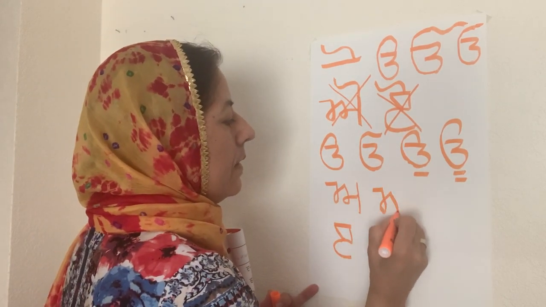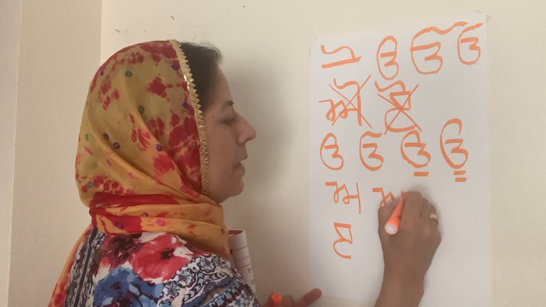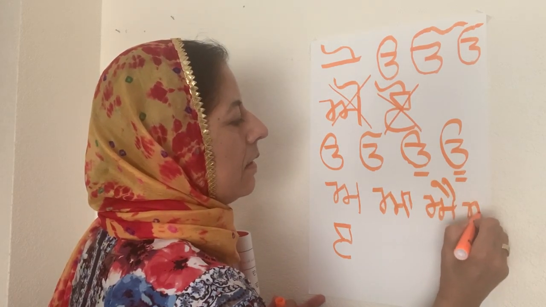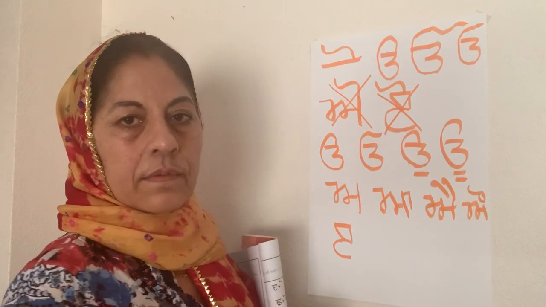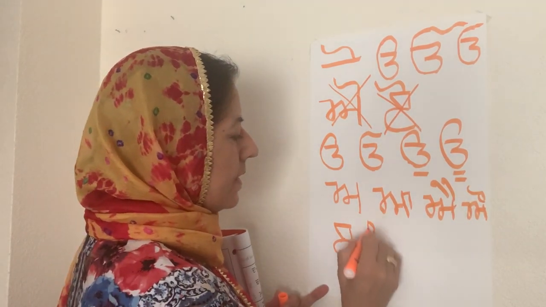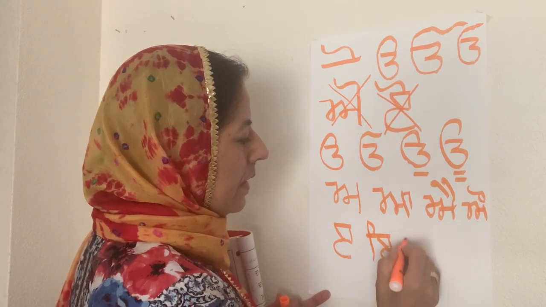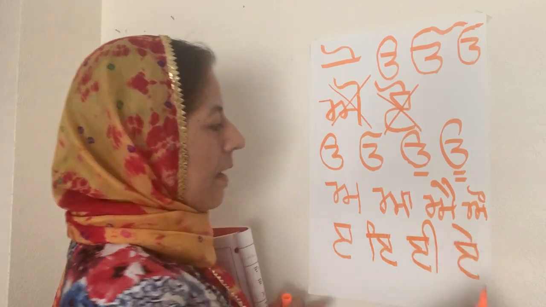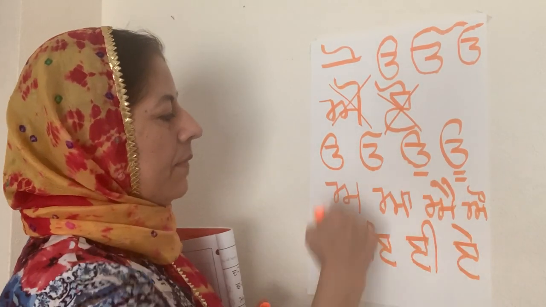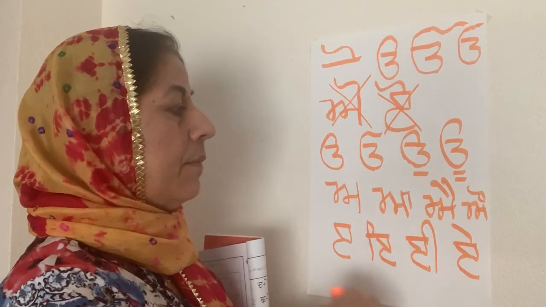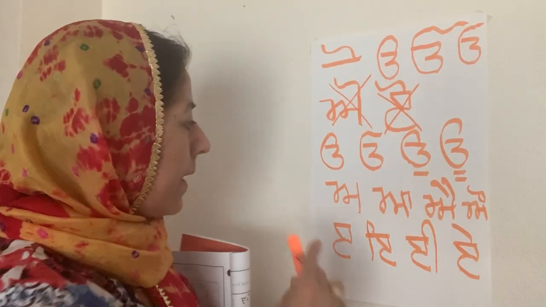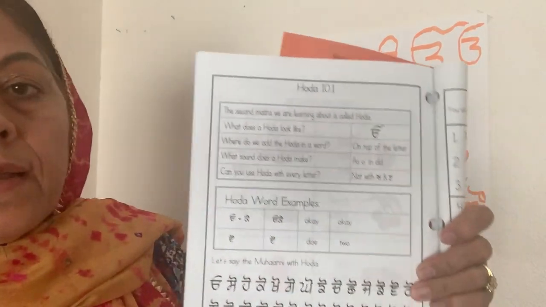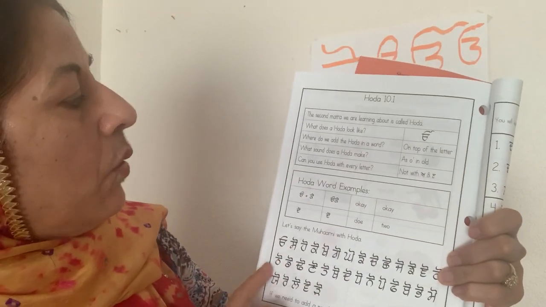Aira will take Kanna, Dulama, and Kanora. Okay, Eri takes Sehari, Eri takes Bihari, and Eri takes Lama. See, all of them have their own matra. None of them borrows matra from any other. Aira also does mukta sound. Okay, so here we already did that. Aira and Eri do not take Hoda.